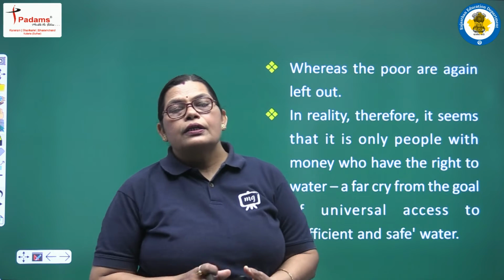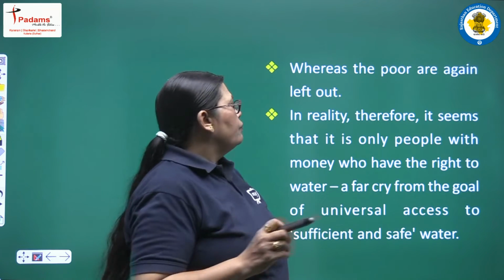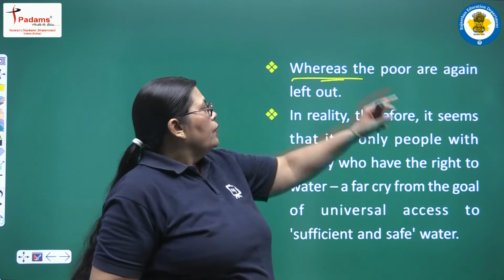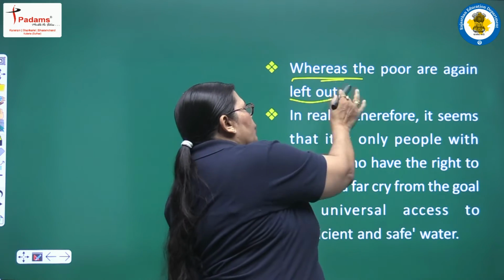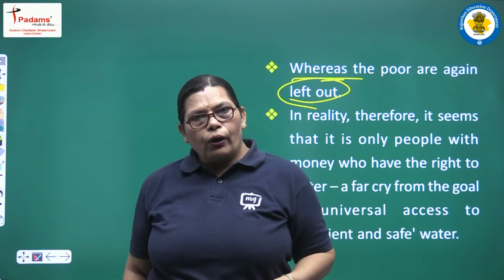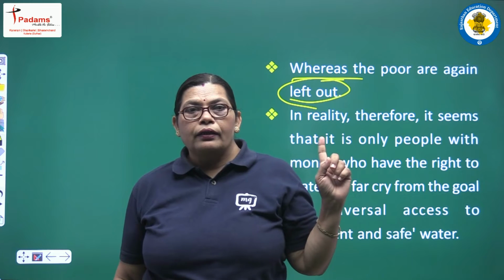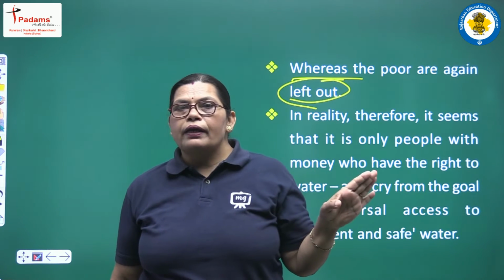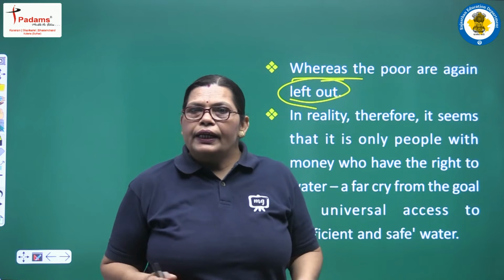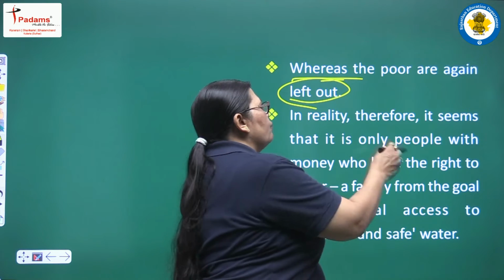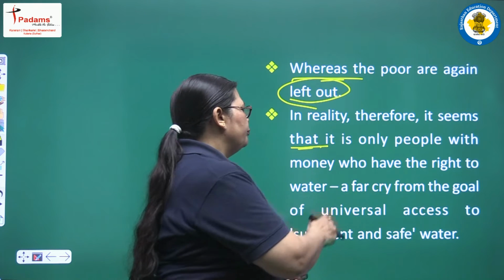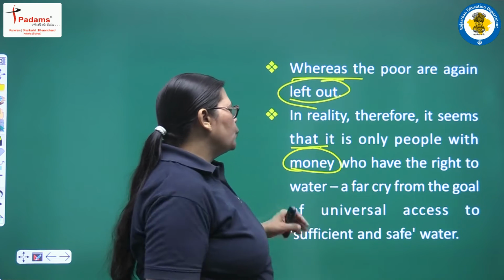So this one is the situation of the water bottled facilities. When we are considering the poor, what's the condition of the poor here? The poor are again left out, because they do not have that much money to buy bottled water as Shiva is buying, but Padma is not buying, right? So different conditions are there when we are speaking about reality. Therefore it seems that it is only people with money who have the right to water.